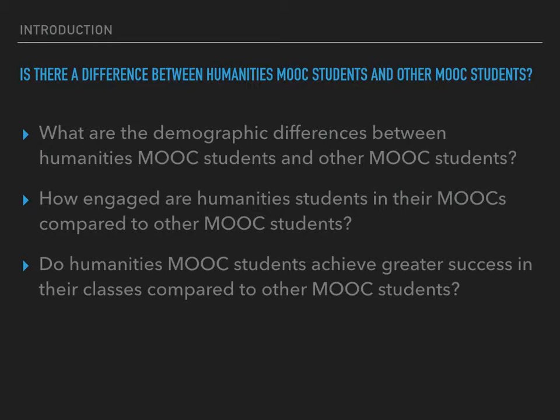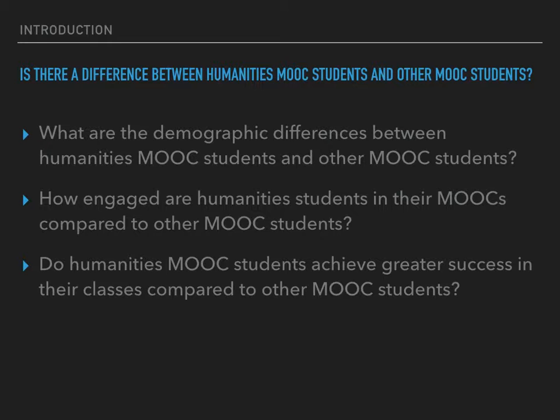First, what are the demographic differences between humanities MOOC students and other MOOC students? Or, for example, do humanities MOOC students tend to be older? Do they tend to be male or female? Second, how engaged are humanities students in their MOOCs compared to other MOOC students? So, for example, how often do they post to forums? How often do they complete the exercises in the courses?